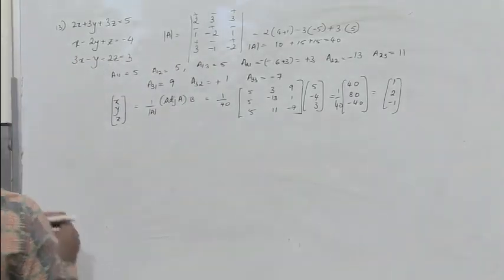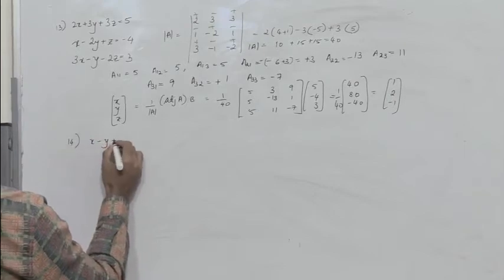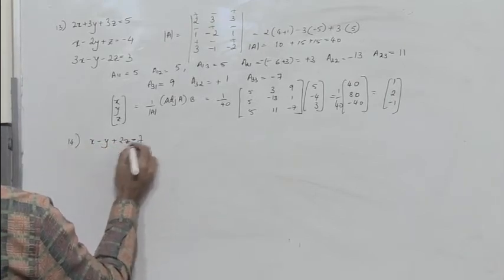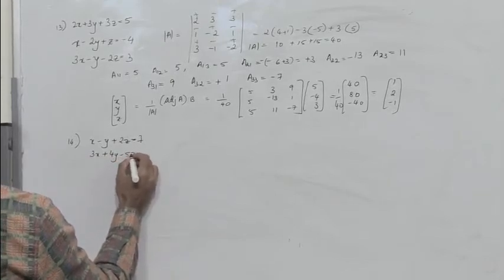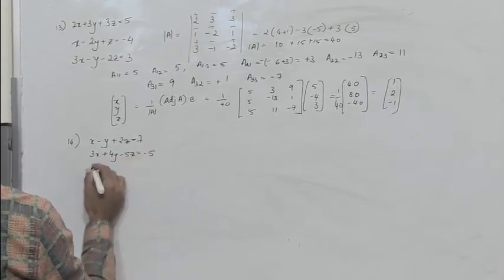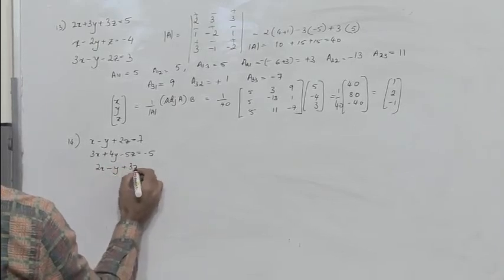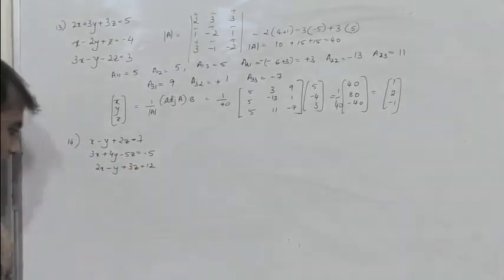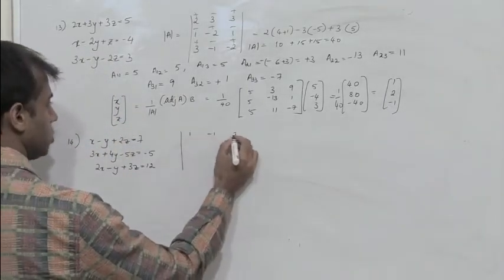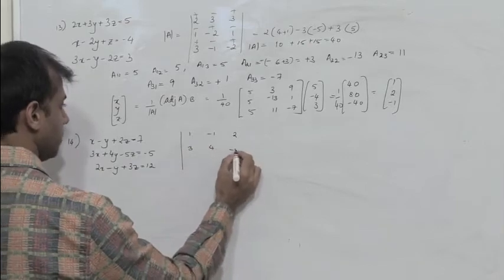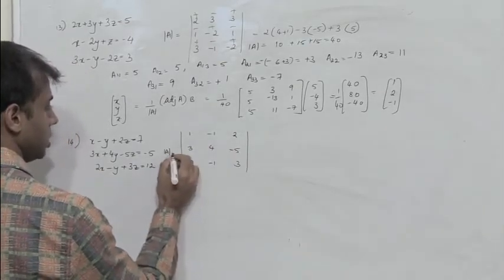So next, problem 14. x minus y plus 2z equals 7. 3x plus 4y minus 5z equals minus 5. 2x minus y plus 3z equals 12. So let's first find the determinant. So we have 1, minus 1, 2, 3, 4, minus 5, 2, minus 1, 3. So this is determinant A.